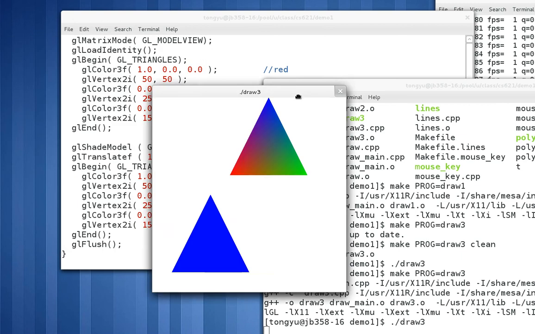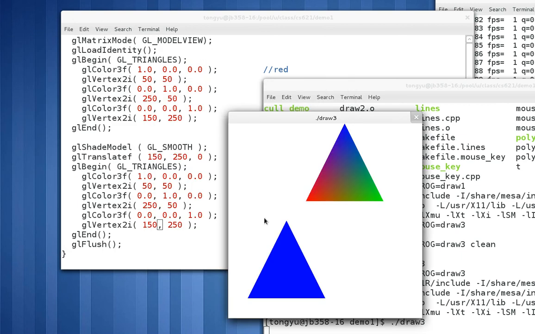So you can see that indeed, this triangle, the blue one, is the one drawn with GL fed, and this is the one with GL smooth. You can see that at the corners, red, green, blue are the colors that we have used, and near here is more red, and this is more green, and here is blue. So the colors in between are interpolated.